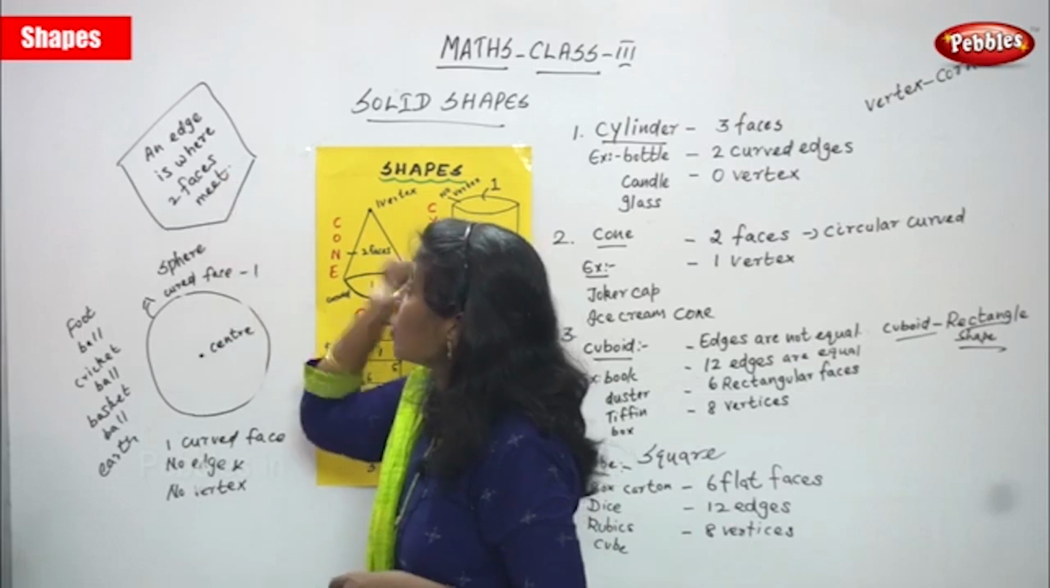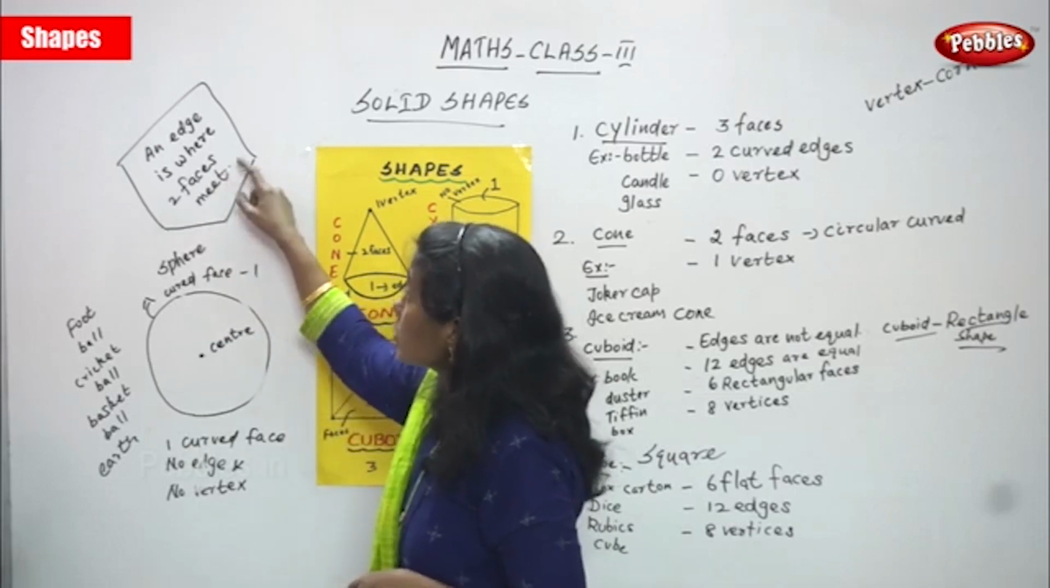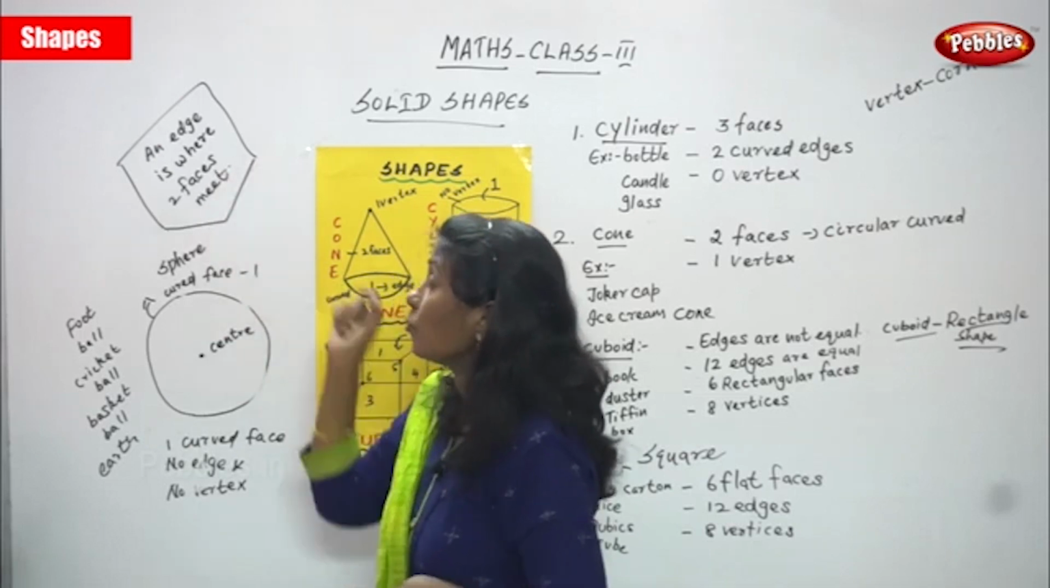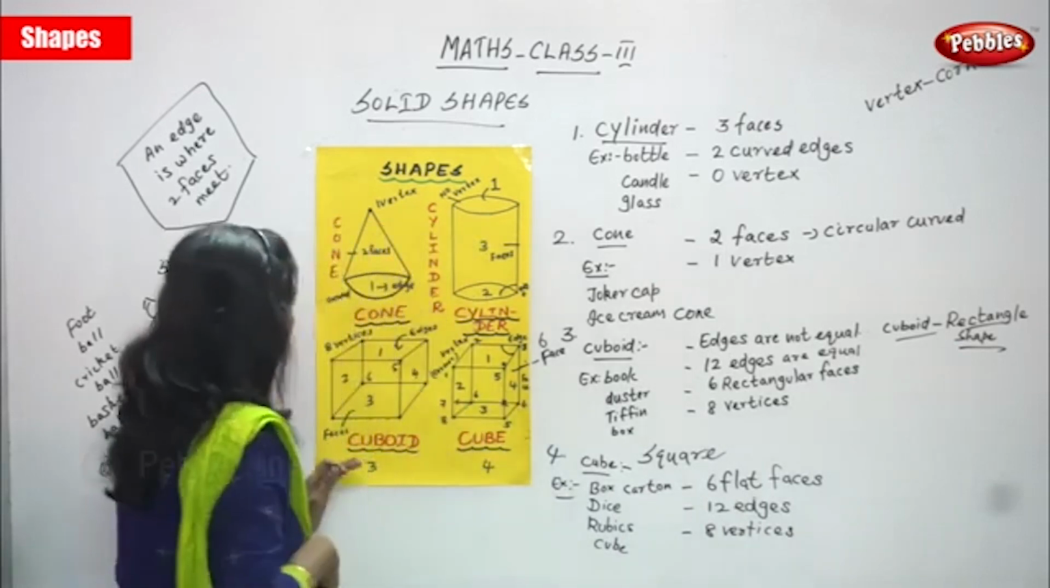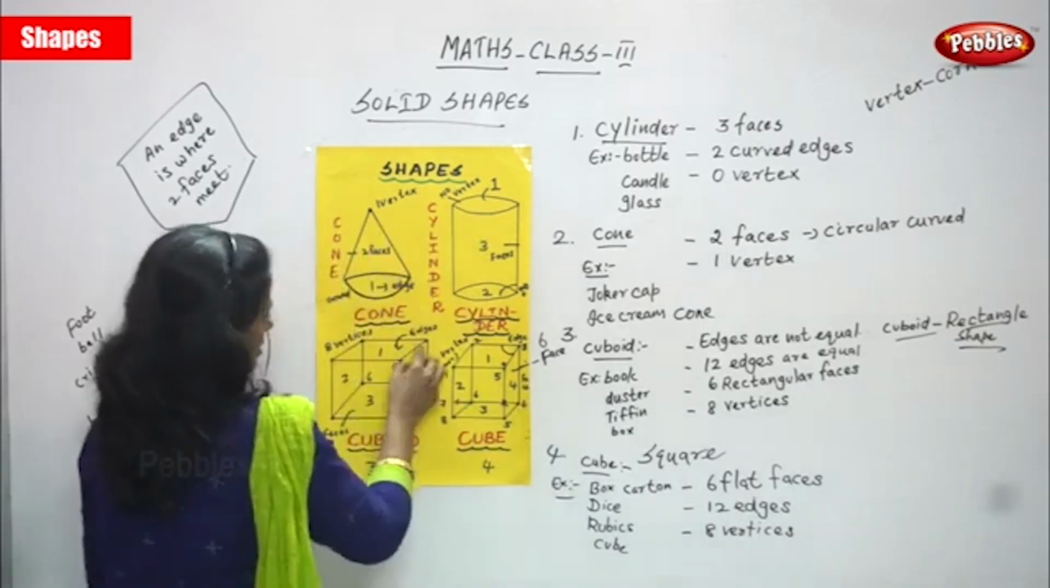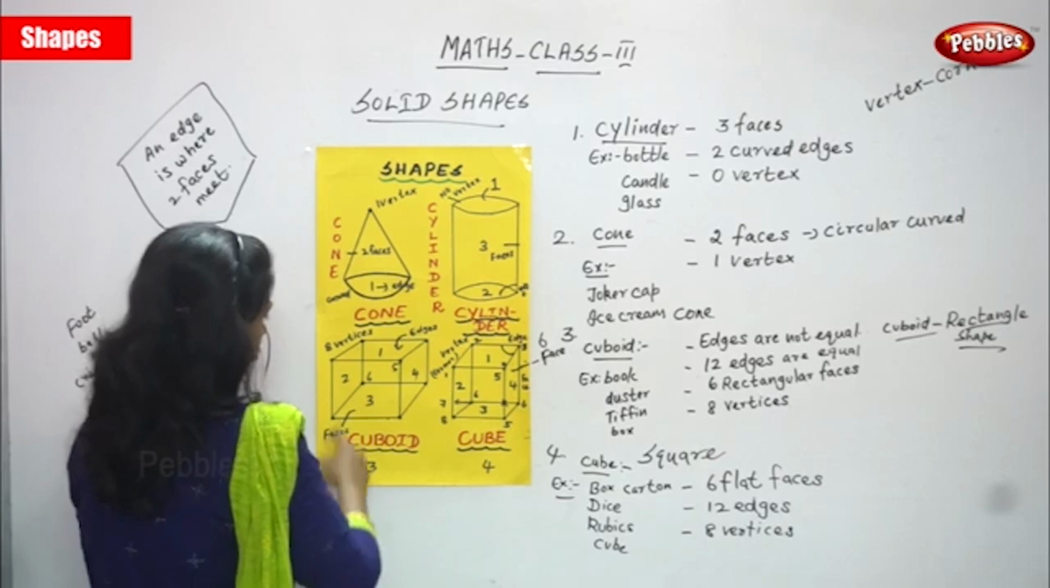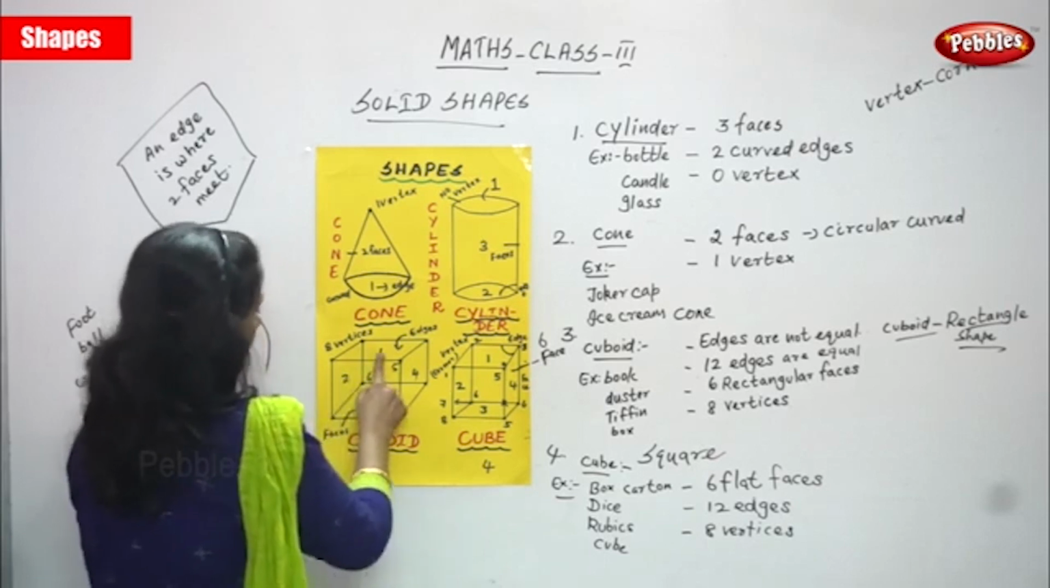So what is an edge? An edge is where two faces meet. Edges are where two faces meet. That means we can call it, that is this and this. Two faces and two faces. So 1 and 2.